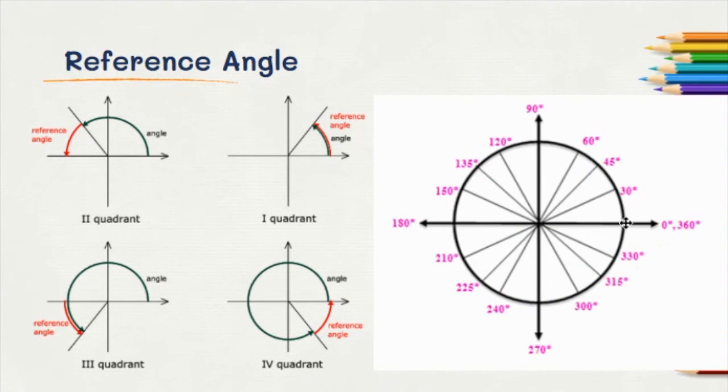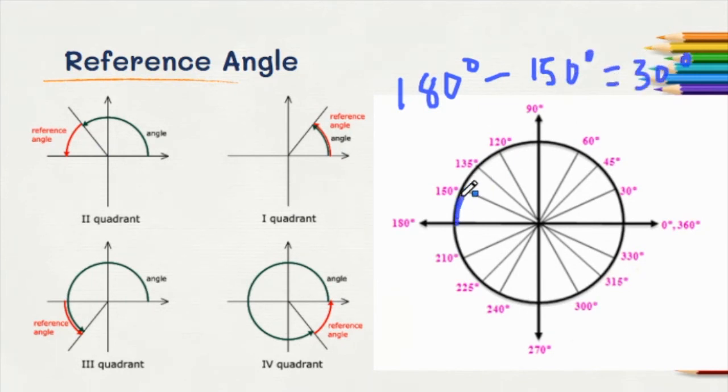So for example, let's take a look here. For 30 degrees, the reference angle is simple, it's just 30 degrees. But for 150, how far away is it from 180? What is that missing space? So 180 minus 150 is 30. So even though the angle there is called 150 degrees, the reference angle for it is 30 degrees.